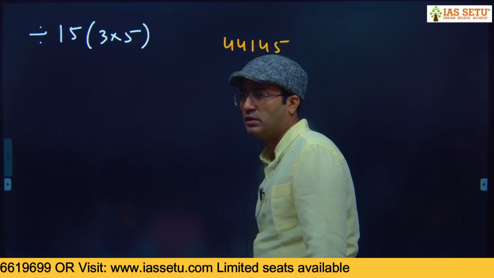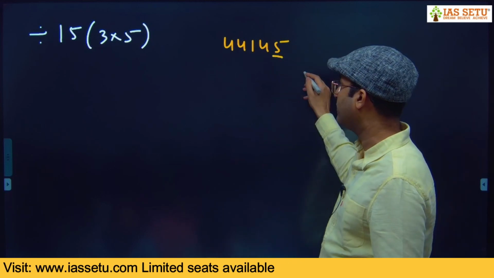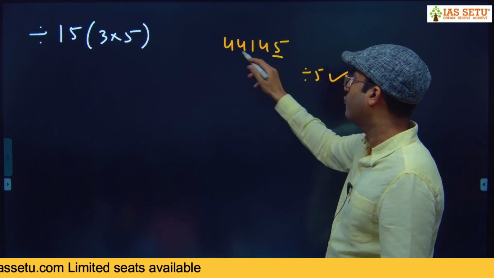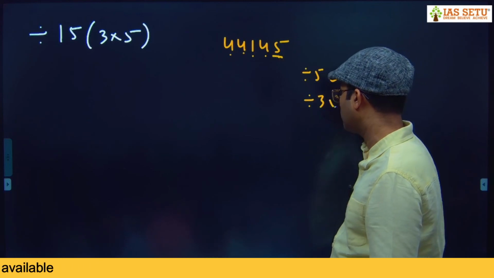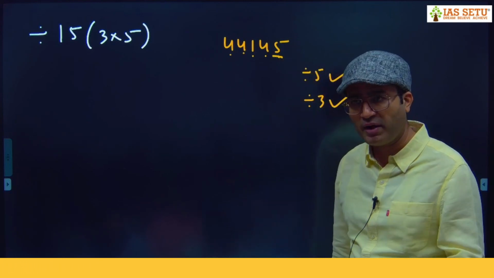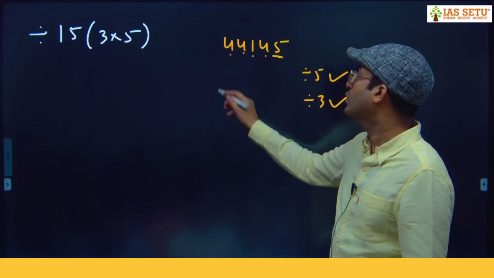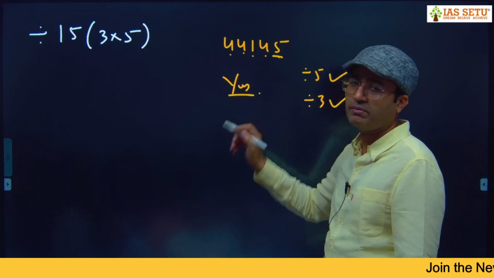Like I take the example 44,145. So here since this ends in 5, it is divisible by 5. 4 plus 4, 8, 9, 13, 18, it is divisible by 3. So the given number is divisible by 5 as well as 3. So yes, this number is divisible by 15.